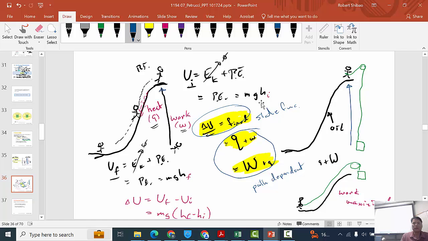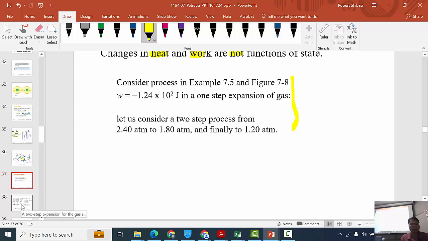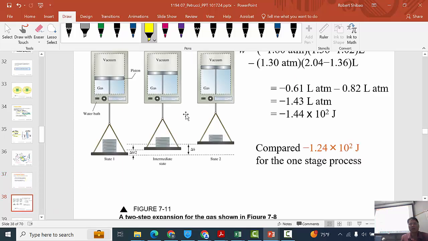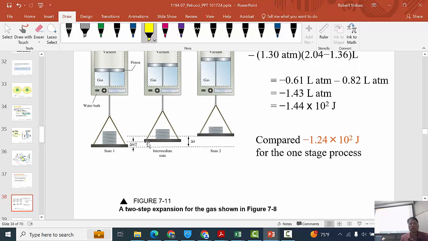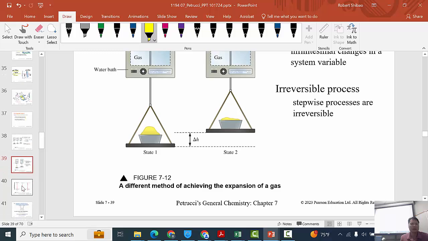We have to be aware of that. And so this is what this slide is saying. Changes in heat and work are not state functions, basically. And so this is an example of that, which I'm going to skip here. We'll look at other examples later. It just depends on how it was done. This is two-stage versus one-stage expansion. You don't have to worry about this. We'll look at other examples of this.